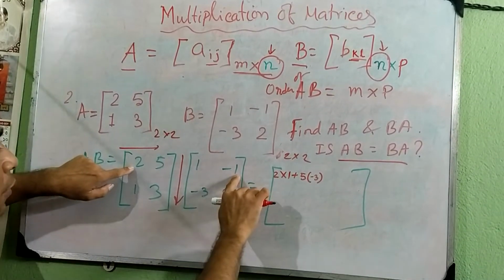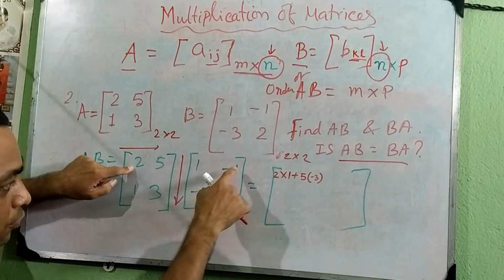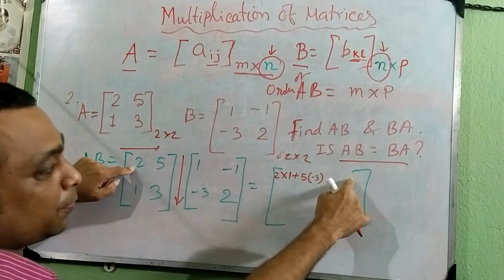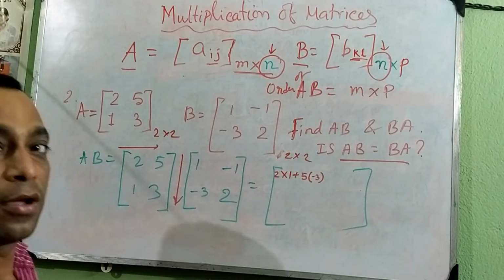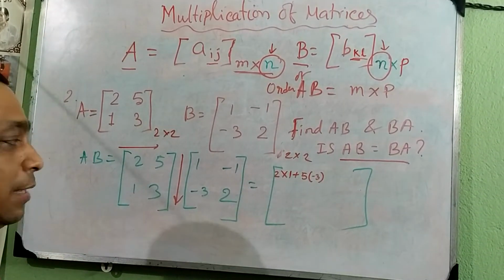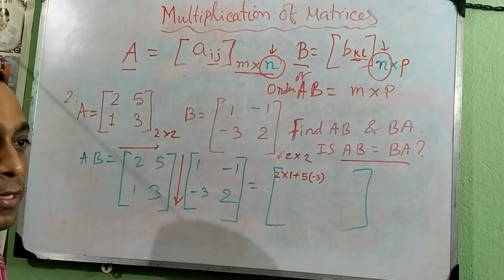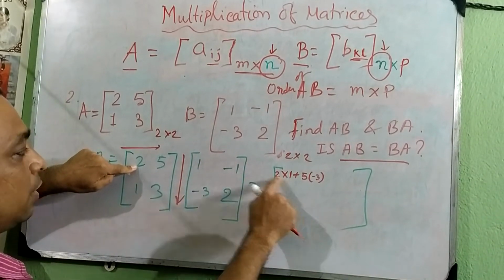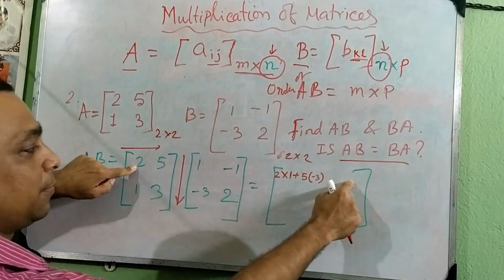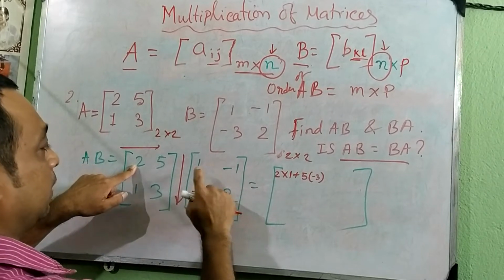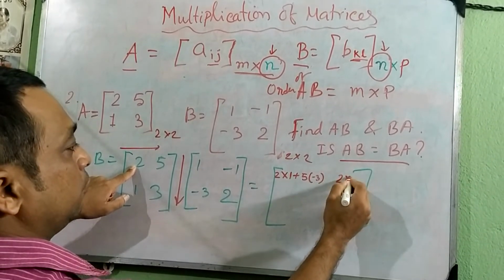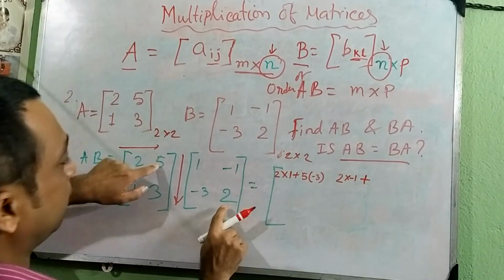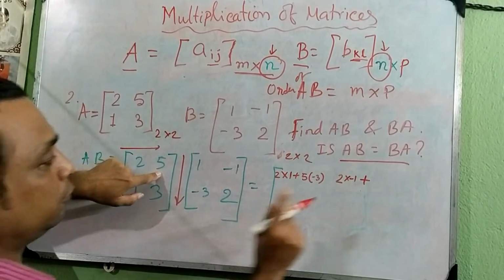Now next, 2 into minus 1, this column is done. So now we will operate with this column. The position of this column is second, so we will place it here. Few of the students are having confusion about where we are supposed to keep the product. So remember, we are starting with the first column, so we will keep it in the first column. When we start with the second column, we will keep it in the second column. So 2 into minus 1, plus 5 into 2.